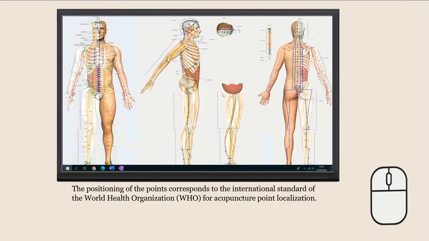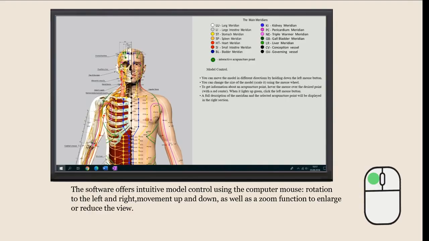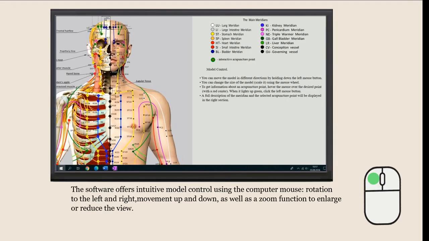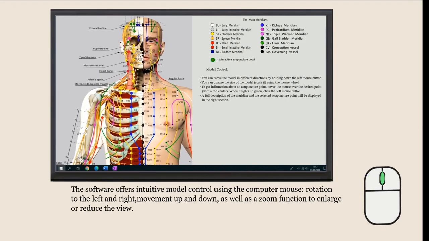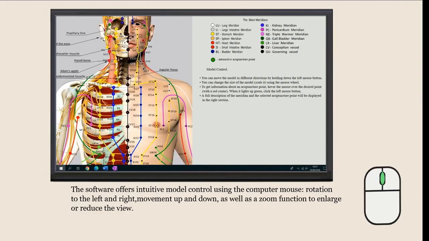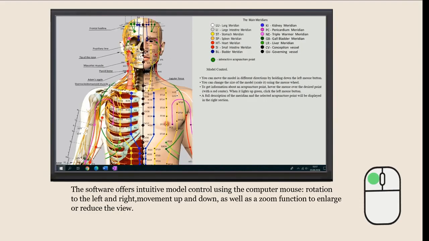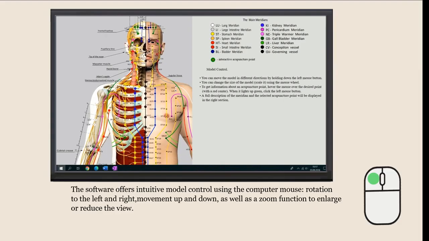The positioning of the points corresponds to the international standard of the World Health Organization, WHO, for acupuncture point localization. The software offers intuitive model control using the computer mouse, rotation to the left and right, movement up and down, as well as a zoom function to enlarge or reduce the view.